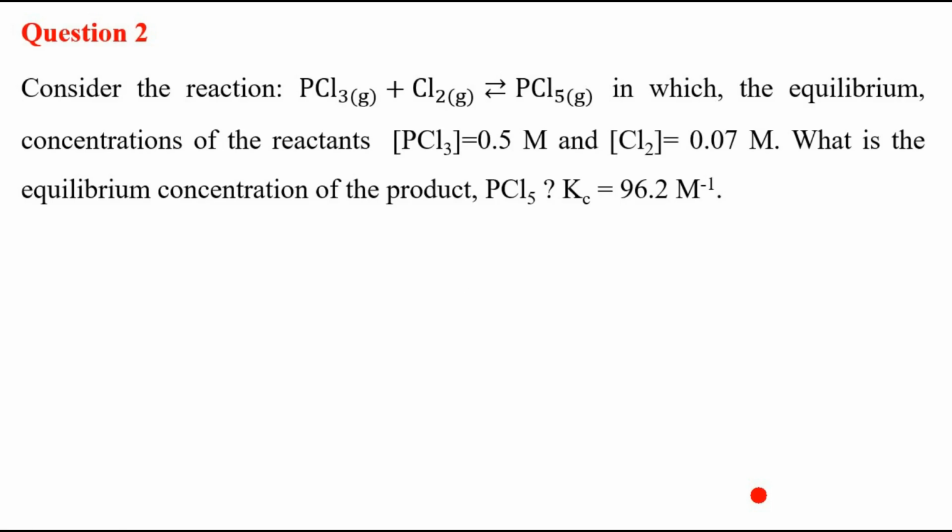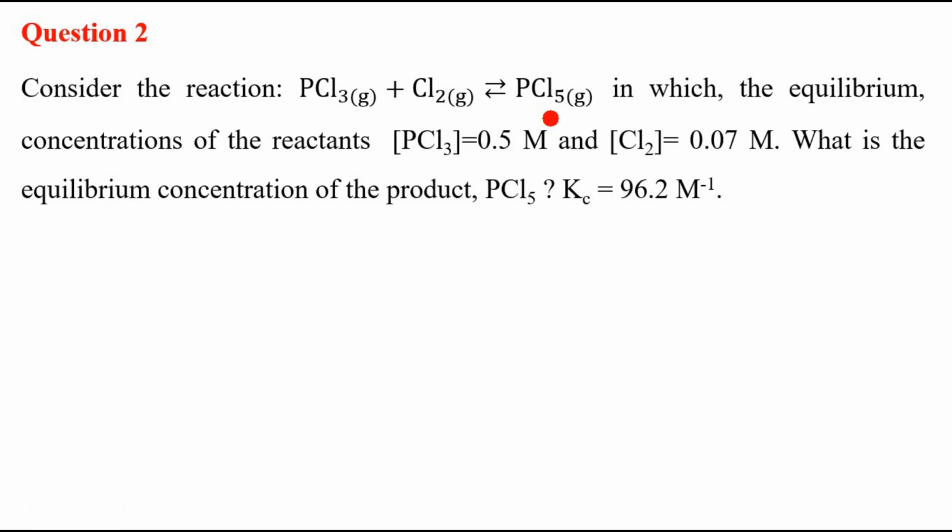The second question is asking the same constant for the reaction. We have PCl3 plus Cl2, which gives PCl5. Of course, all of them are gases, which means you have a homogeneous equilibrium.